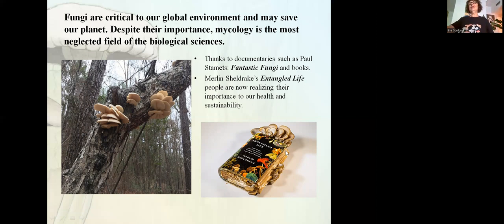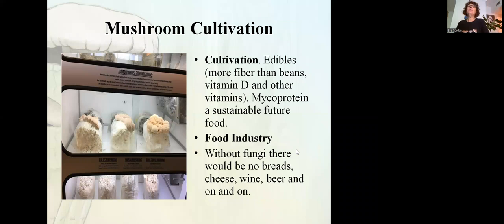So we'll talk a little bit. Mushroom cultivation is extremely important. Edibles are now being grown at your grocery store. I took this picture from Central Market, which now grows its own lion's mane and blue oysters. And it's good to eat mushrooms, especially if you're a vegan or a vegetarian. They're high in fiber, vitamin D, and a good source of protein. And it's very sustainable. You could be extremely poor, and if you get your bag of mushrooms, you can actually grow your own food. And it's cheap and it's fast.